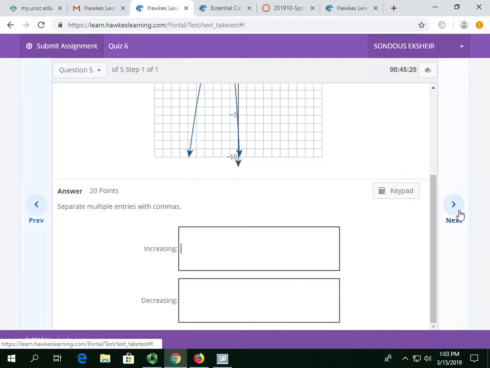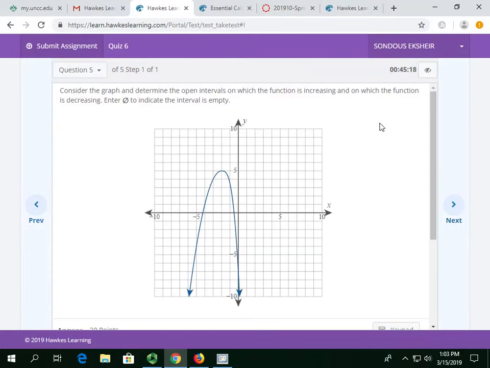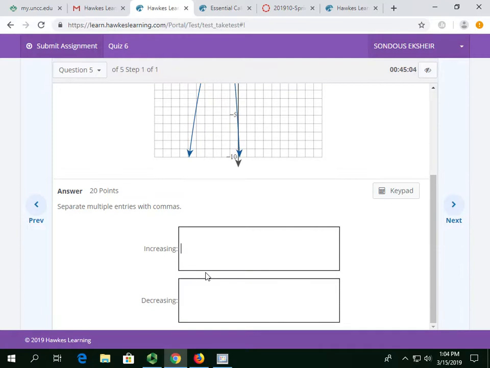And the next one, they give me a picture again. Consider the graph determined by the open intervals on where the function is increasing, where the function is decreasing, and enter empty set for non-empty. So we've got to look at this graph and figure out increasing and decreasing.